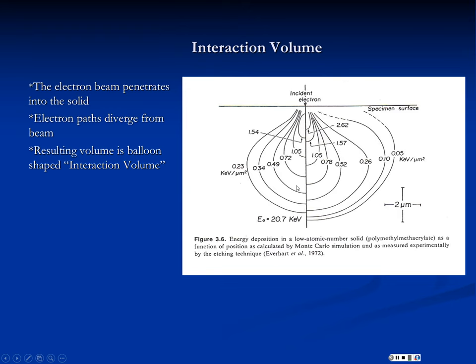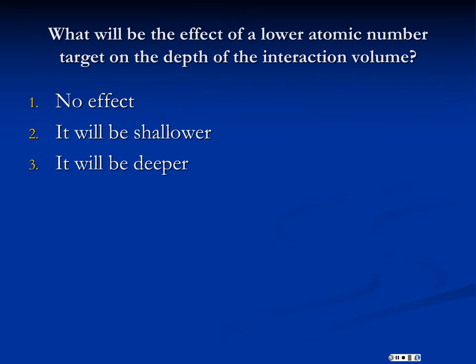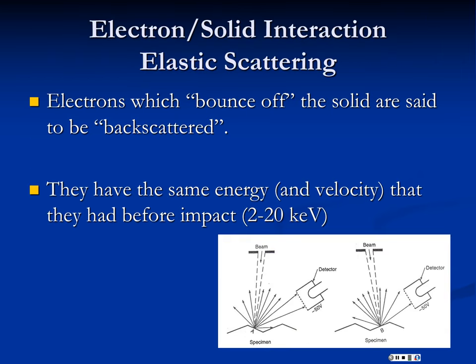All right, having said that, what do you think is going to happen if we have a low atomic number? What's going to happen to the depth of the interaction volume? And of course, it should be much deeper. Low atomic number elements are going to be small nuclei, and that means you're going to have less likelihood of the electrons being deflected, and they're going to tend to penetrate farther into the material. So interaction volumes are deeper.